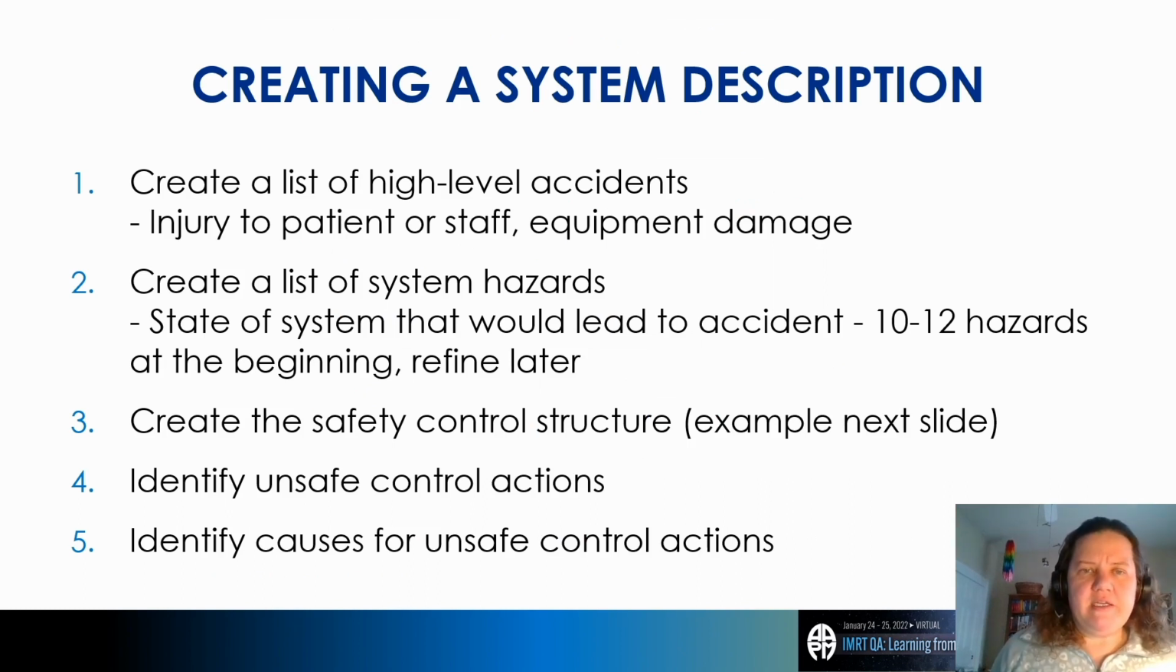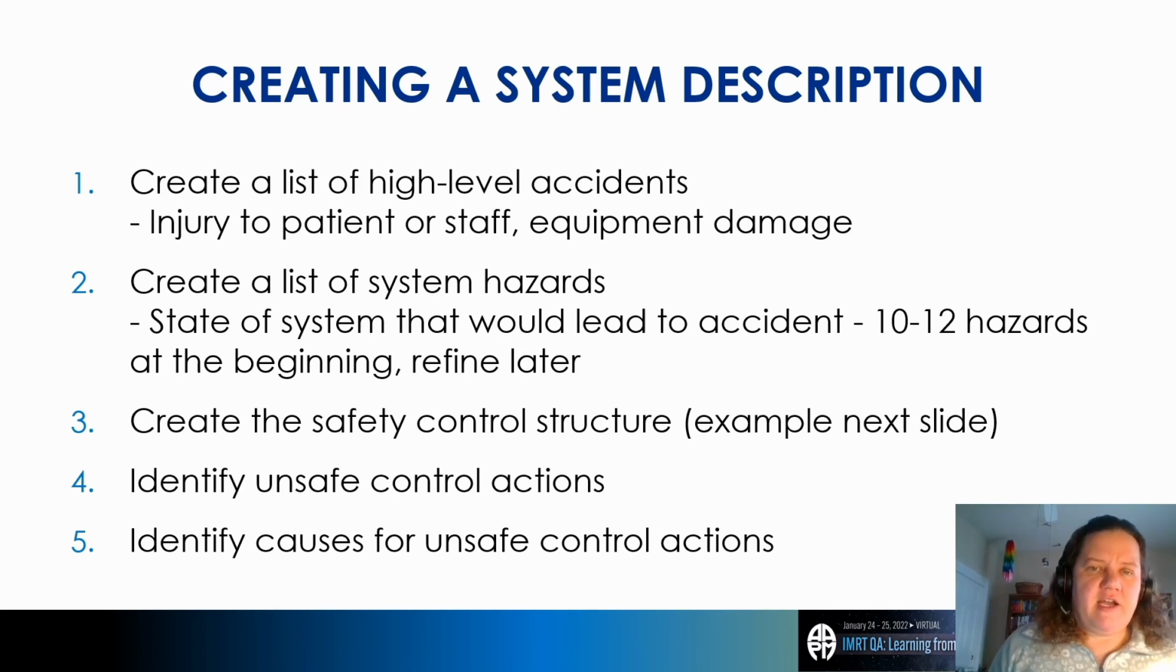You first create a list of high-level accidents. For radiation oncology, that is typically injury to patient or staff or equipment damage. Then you create a list of system hazards. These hazards are states of the system that would lead to the accident you defined in item 1. And you limit yourself to 10 to 12 hazards at the very beginning, and you can always refine that later in this iterative process. So very different from FMEA, where you typically start with literally hundreds of failure modes.